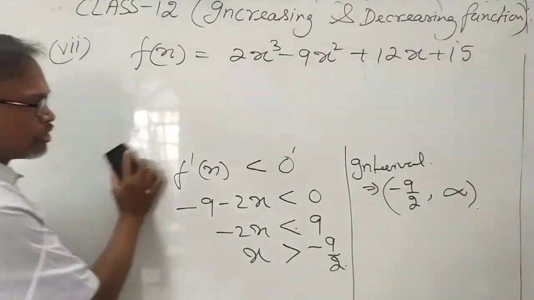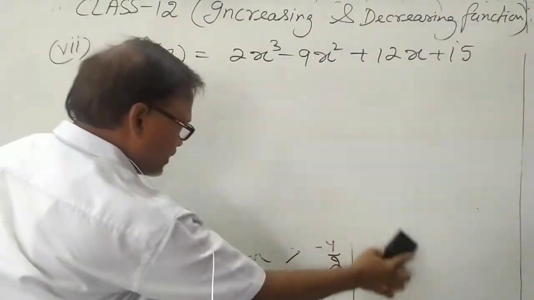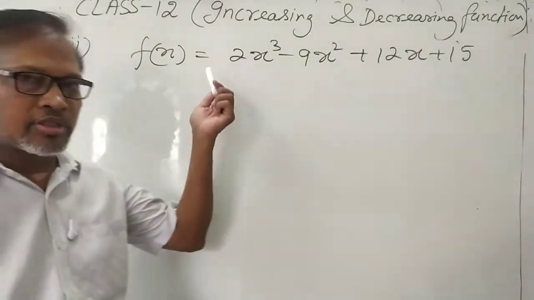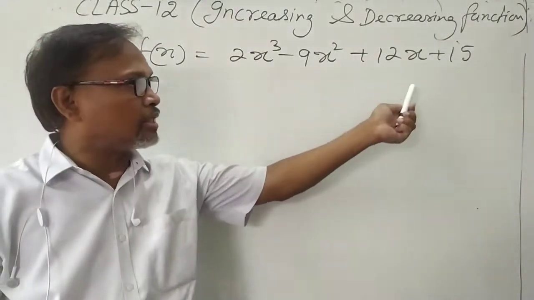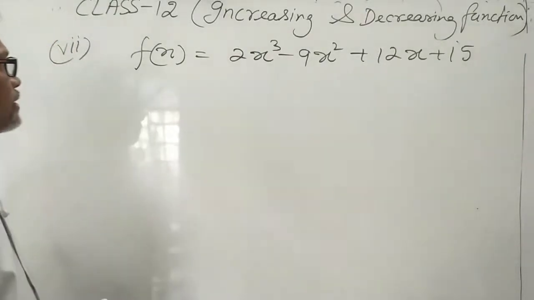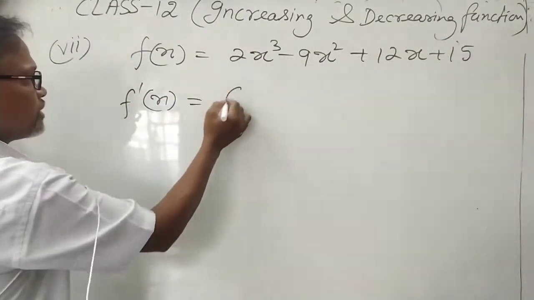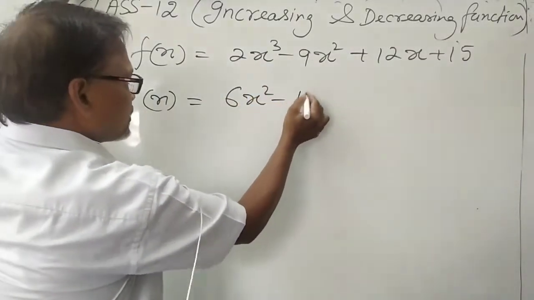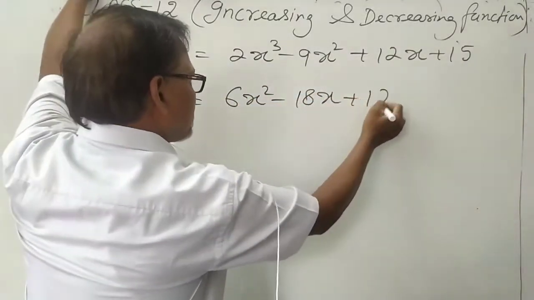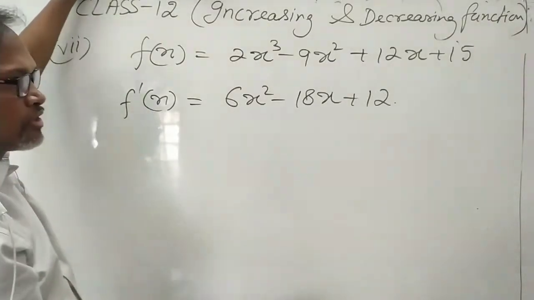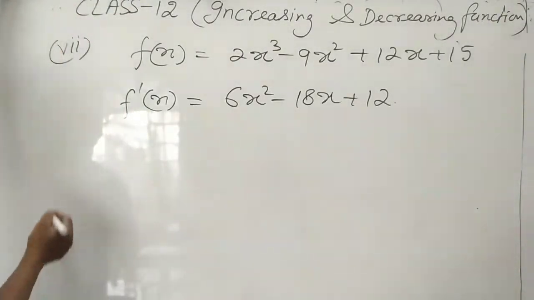Again the same process you have to apply, means whether it is continuous. Yes, because it is polynomial, so the function is continuous, you have to write. Then the second part, find the differentiation, that will be 6x square minus 18x plus 12. Do you know the differentiation? In chapter 5 you have done.